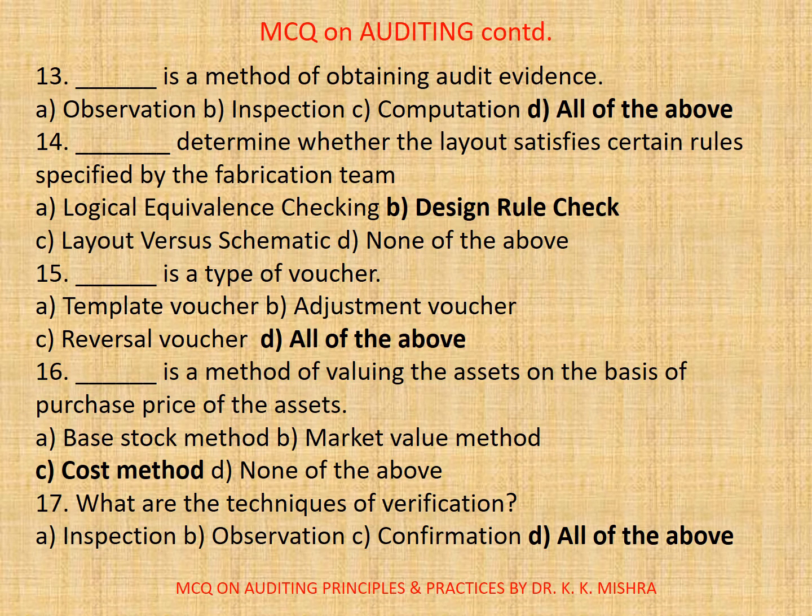Question number 13. Dash is a method of obtaining audit evidence. A. Observation. B. Inspection. C. Computation. D. All of the above. Correct option is D. All of the above.